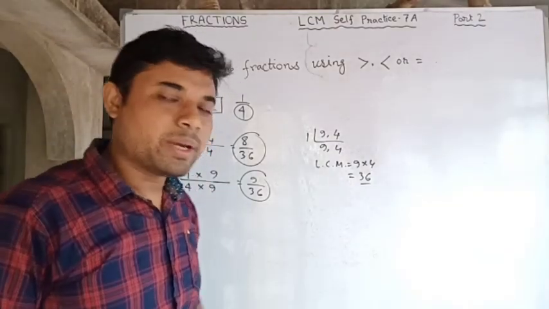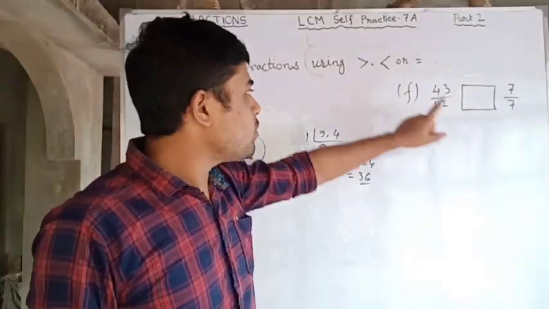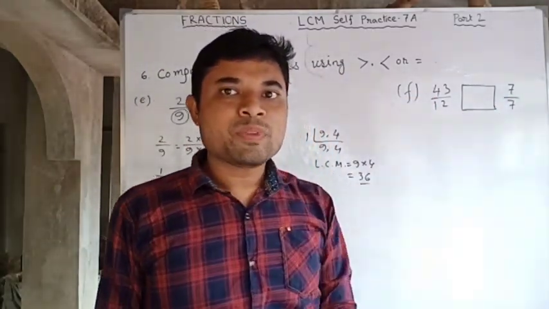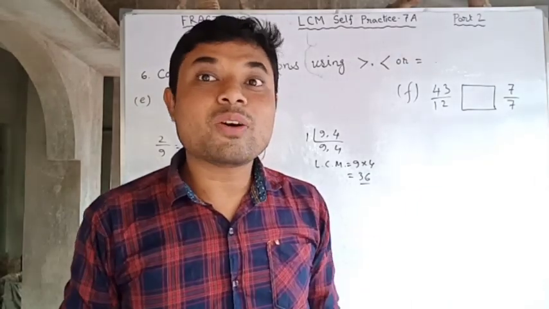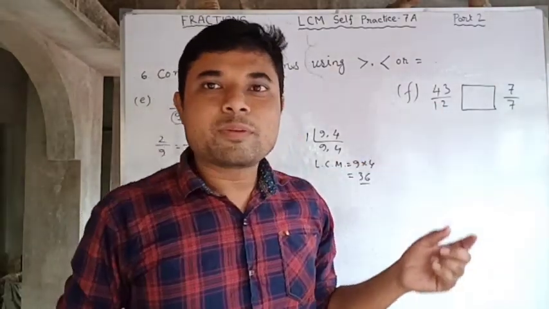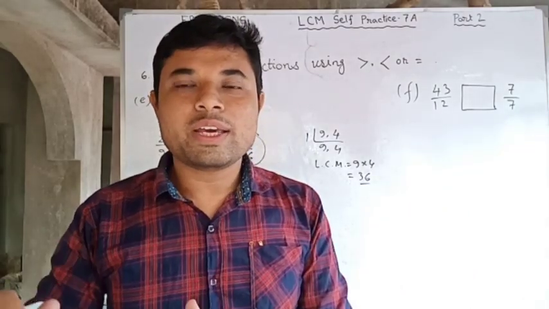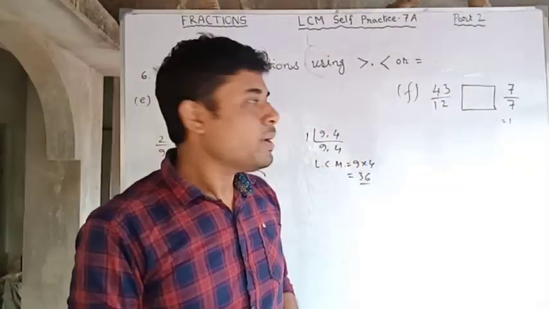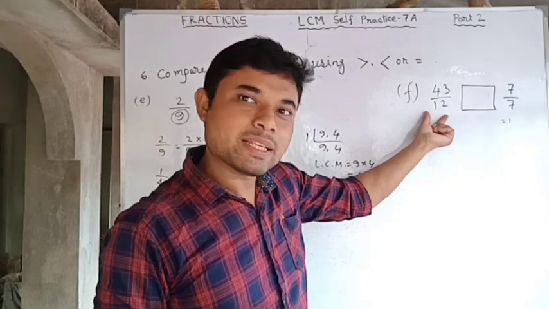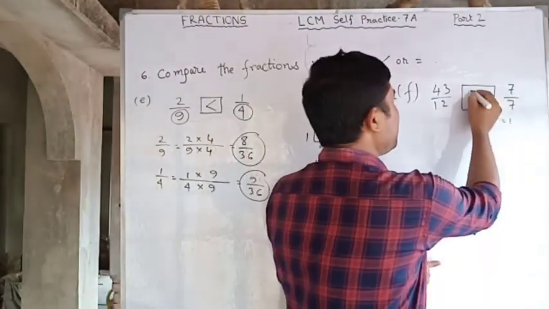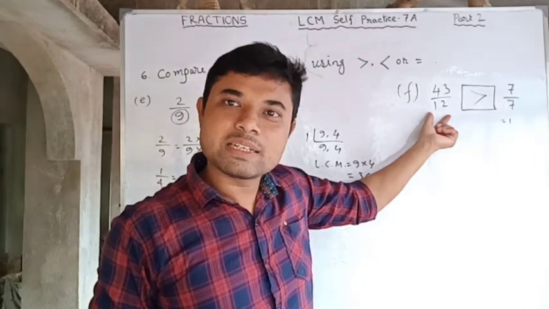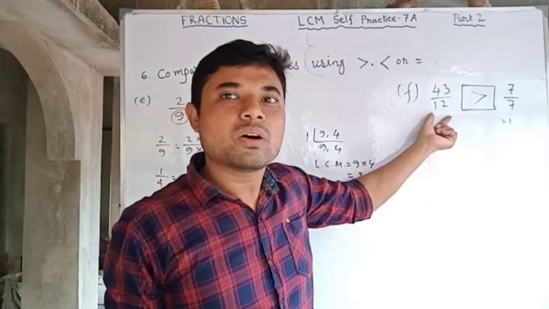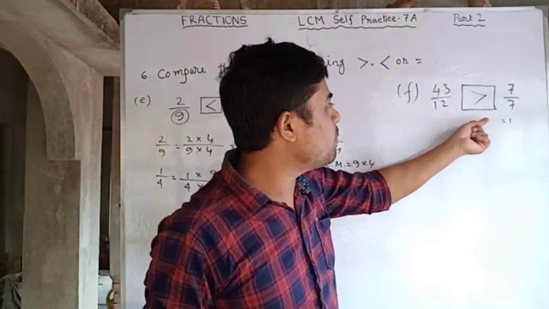Is it clear? Okay students, now come to question number F, 43 by 12 and 7 by 7. We can do it without calculation. Look, last day I told you improper fractions are always greater than or equal to 1. And 7 by 7 means what? 1. Since 43 by 12 is an improper fraction, it is obviously more than 1, and the other is 1. So 43 by 12 will obviously be greater.